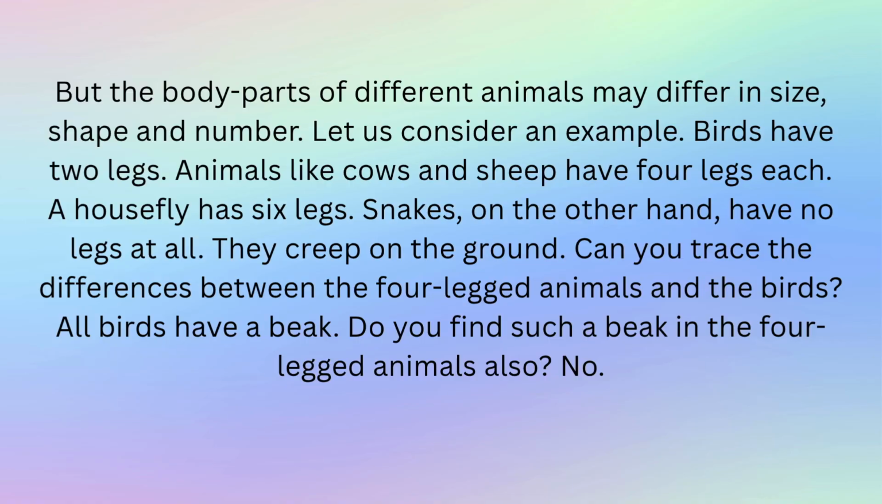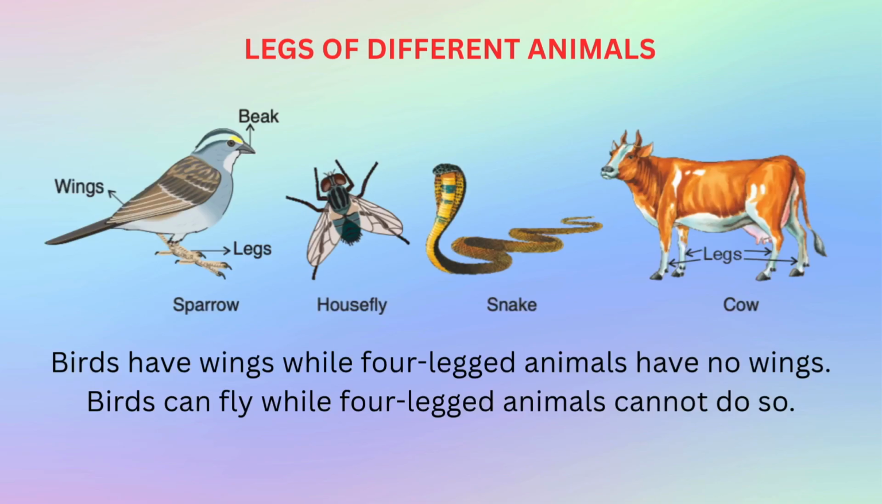Can you trace the differences between the 4-legged animals and the birds? All birds have a beak. Do you find such a beak in the 4-legged animals also? No. Birds have wings while 4-legged animals have no wings. Birds can fly while 4-legged animals cannot do so.